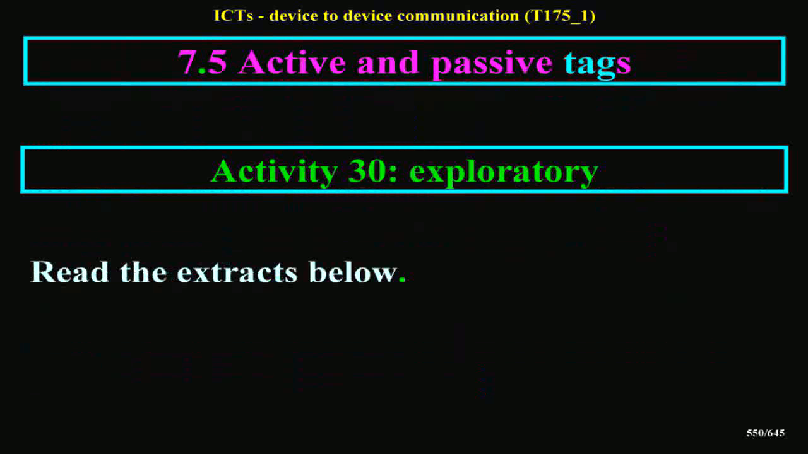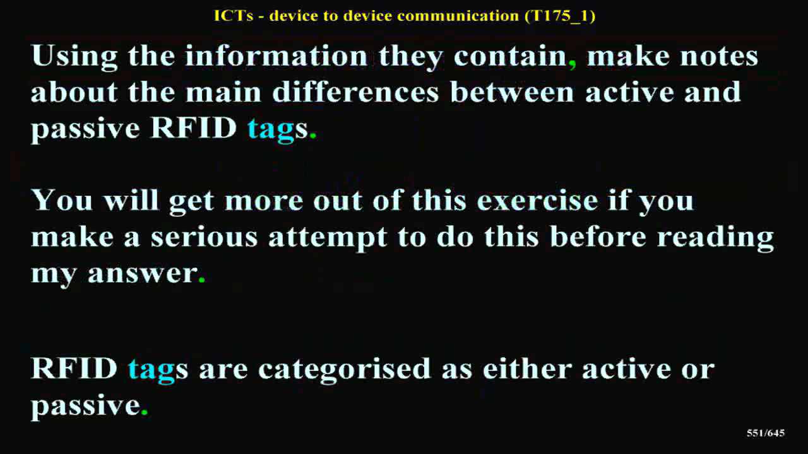7.5 Active and passive tags. Activity 30. Exploratory. Read the extracts below. Using the information they contain, make notes about the main differences between active and passive RFID tags. You will get more out of this exercise if you make a serious attempt to do this before reading my answer.